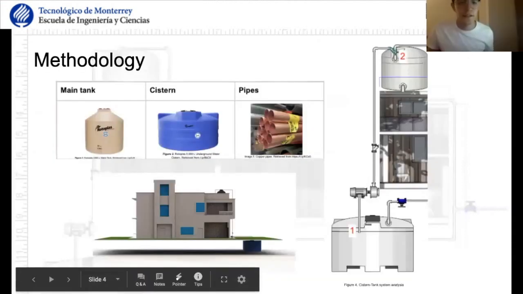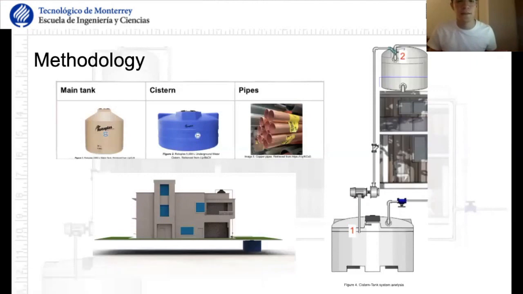For the methodology, first, we estimated the volumetric flow rate and the dimensions of the house. Then we selected the important components such as pipes, water tanks, and valves. After that, we made an analysis calculating parameters such as head loss, head pump, and the friction factor within the pipes. Finally, we chose the system and the pump, and we simulated this system using EASE and MATLAB software.